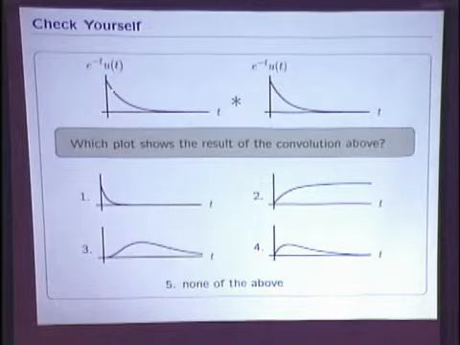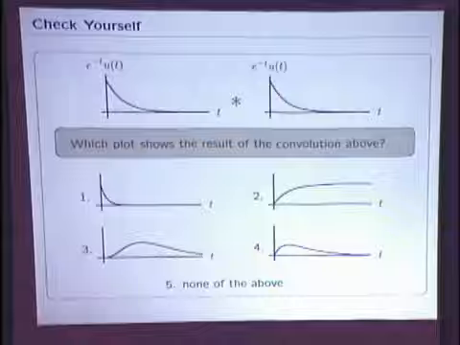So to show your mastery of such things, what signal would result if you convolved e to the minus t u of t with e to the minus t u of t? 1, 2, 3, 4, or none?